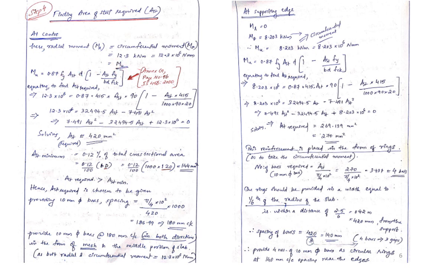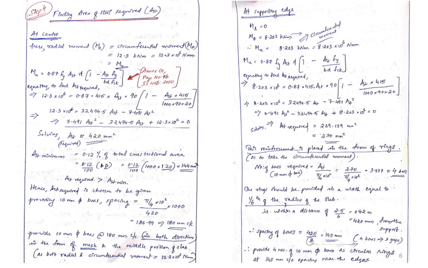So Mu is equal to, at the center, the maximum value of both moments; you have to observe and take the higher value. Here, in this case, both the values are the same and it is 12.3 kilonewton meter. So you have to equate it and find Ast required. Equating, 12.3 into 10^6 is equal to 0.87 fy, fy is 415, and Ast is unknown.